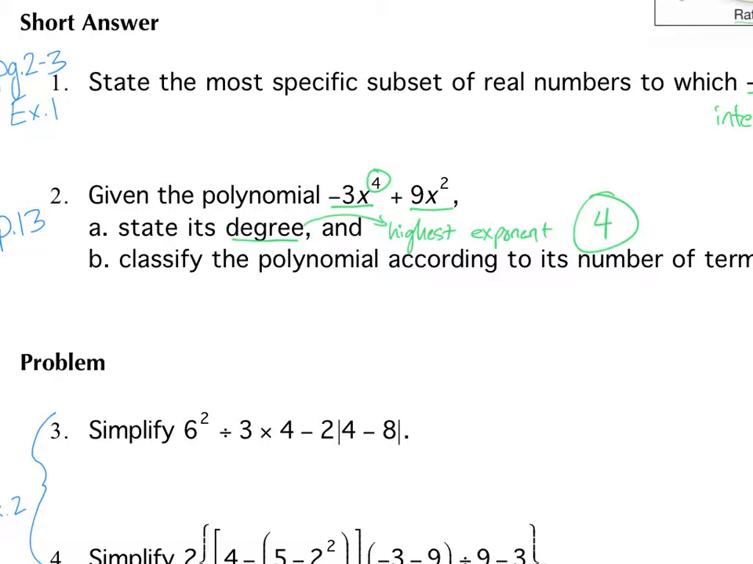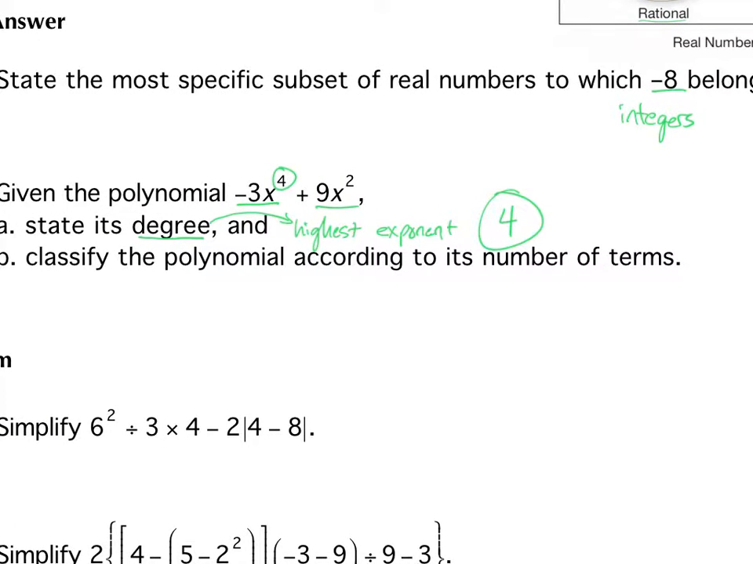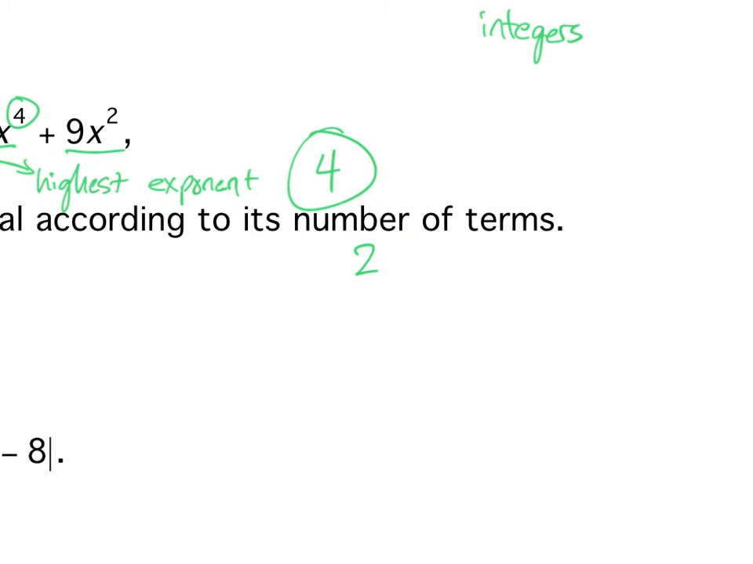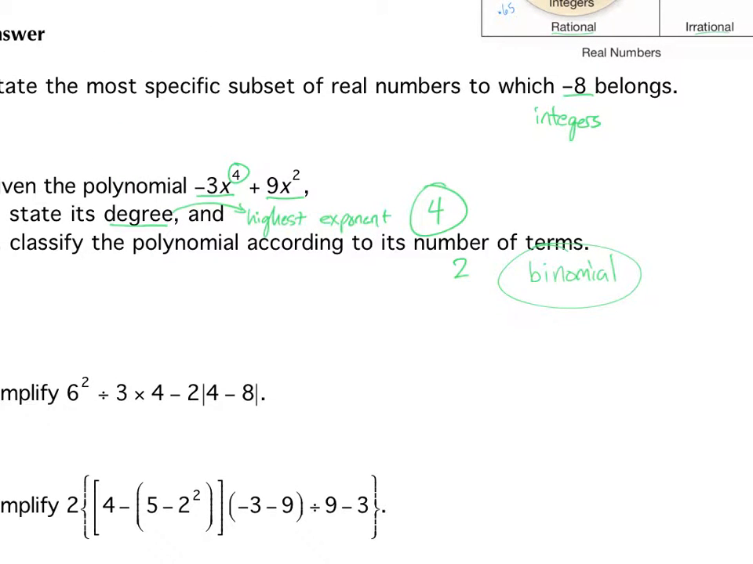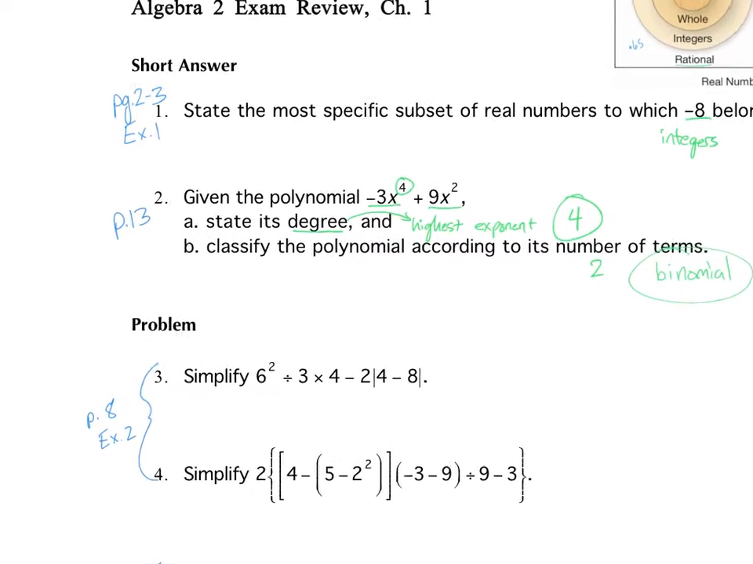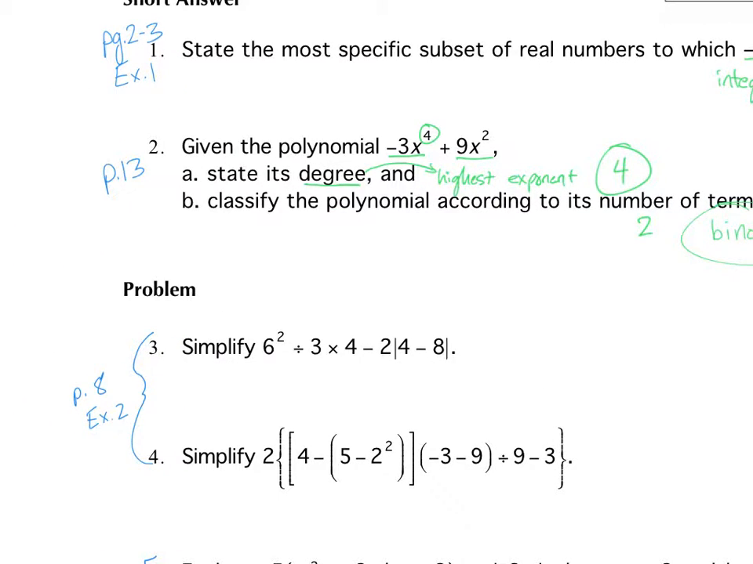Little letter B wants us to classify the polynomial according to the number of terms. So terms are separated by plus or minus signs. We have 2 terms added together here. That's not the answer, though. There are actual words for polynomials that have a certain number of terms. Those words end in nomial, and you get a prefix based on the number of terms. If you have 2 terms, it's binomial. If you had 1 term, it would be monomial. 3 terms would be trinomial. So this is 2 terms, it's binomial. And that's the answer to little letter B.